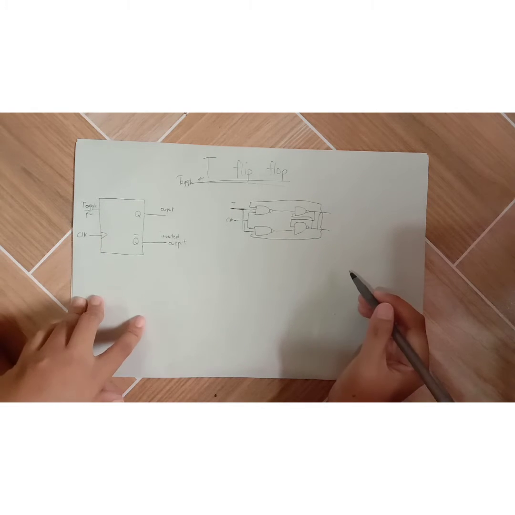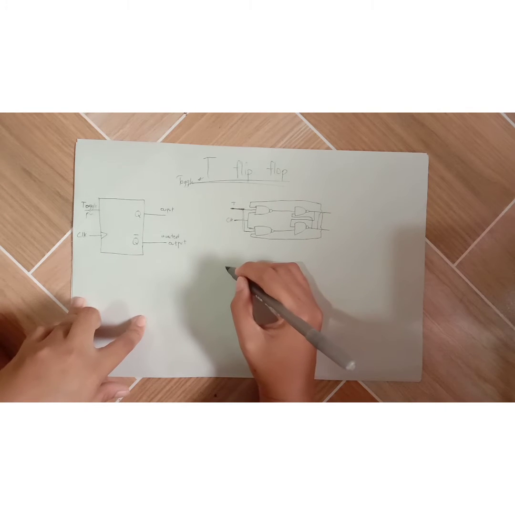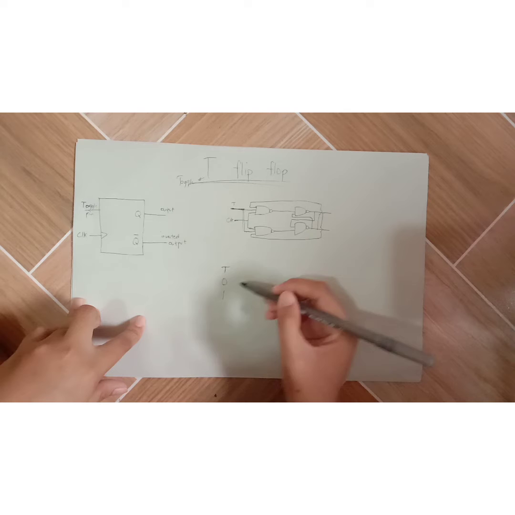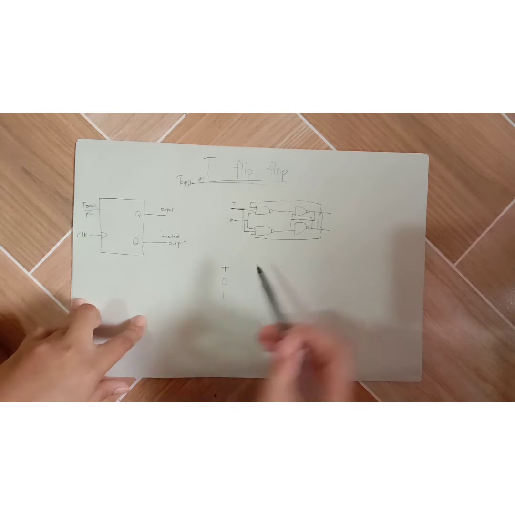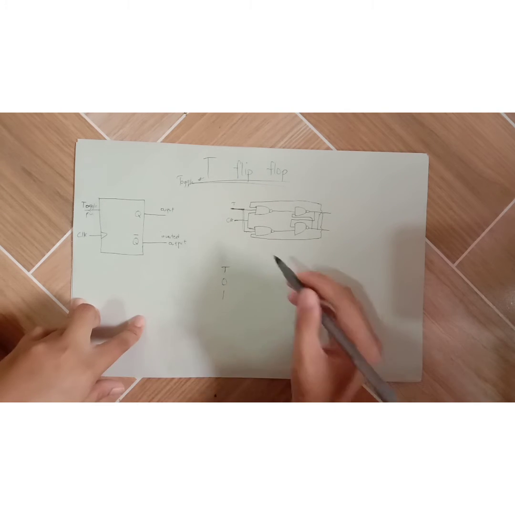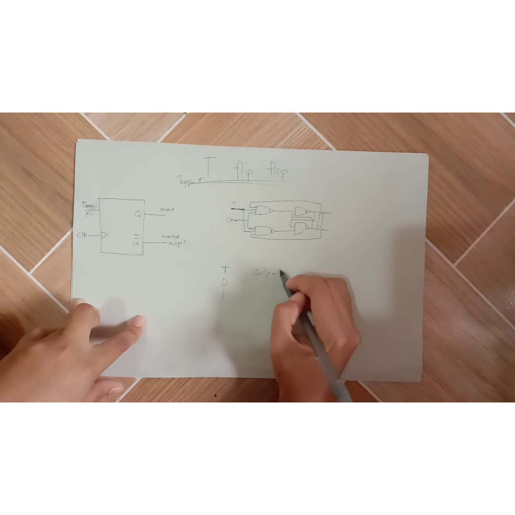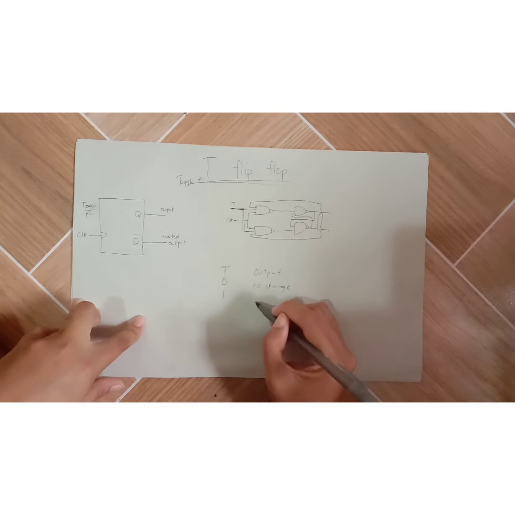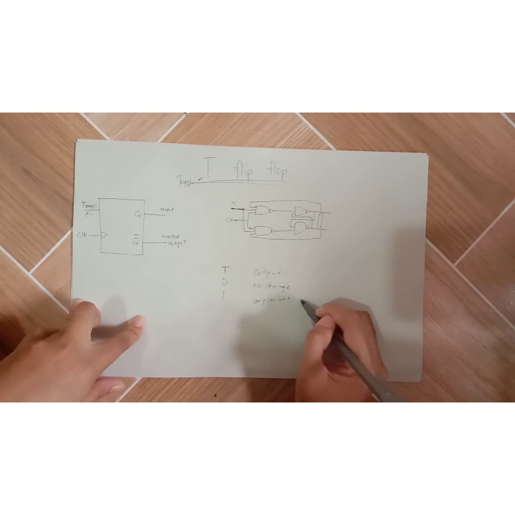There are only two conditions in flip-flop, wherein T is equals to 0 or T is equals to 1. If T is equals to 0, the output will be no change. If T is equals to 1, then the output is a complement or a toggle.